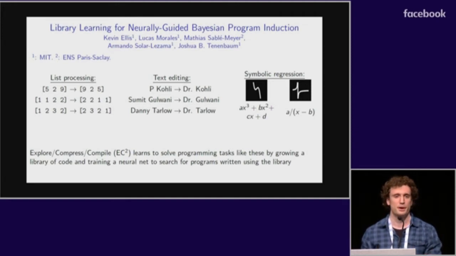We apply it to several different problem domains, and on the slide you can see example programming tasks from 3 domains. So for list processing, we're learning how to reverse a list. For text editing, we're taking some names and putting doctor in front of the last name. And for symbolic regression, we're looking at a curve and then writing down a function that describes that curve.